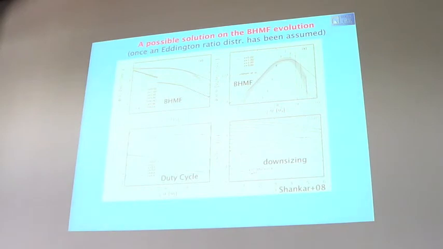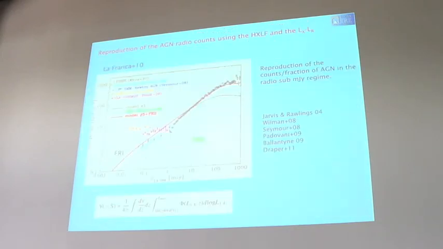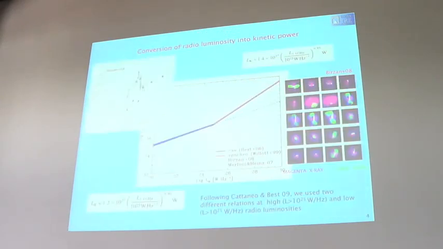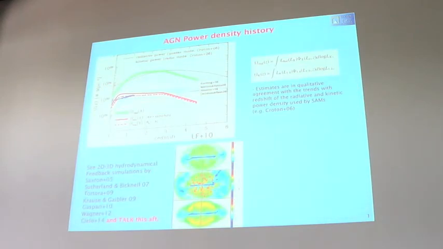This is the black hole mass function, which increases with time, and this is the duty cycle, which is lower at low redshift and increases at high redshift. I skip the part on the radio luminosity function, which we are able to reproduce, and the kinetic luminosity function, in which we were able to reproduce the kinetic luminosity function using the radio distribution.